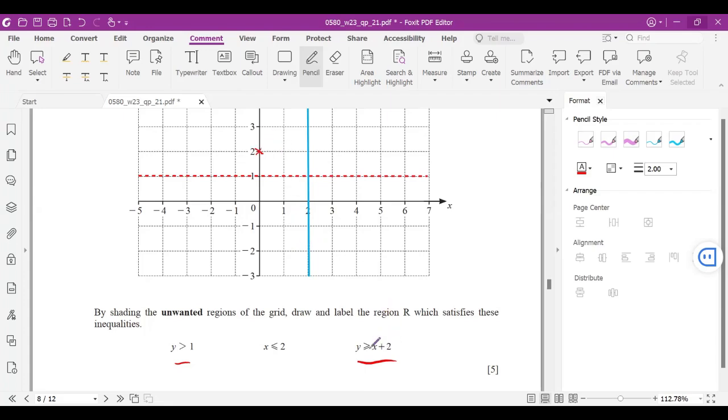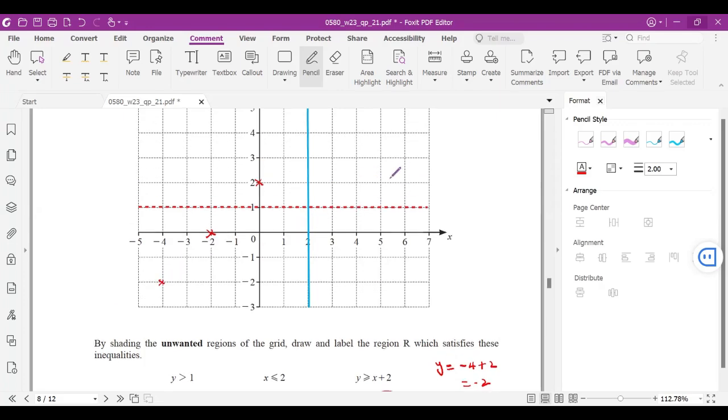Now let's check. When S is 0, y is 2, yes. When S is minus 2, y is going to be minus 2 plus 2, which is 0. So when S is minus 2, y is 0, to pass here. When S is minus 4, y is going to be minus 4 plus 2. That will give us minus 2. So when S is minus 4, y is minus 2. So we have a line which is going to pass here.